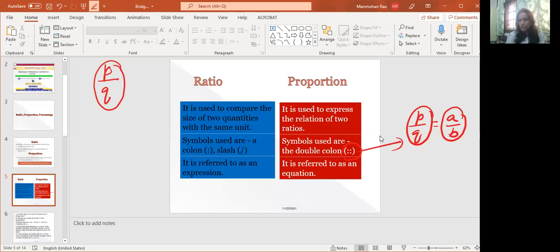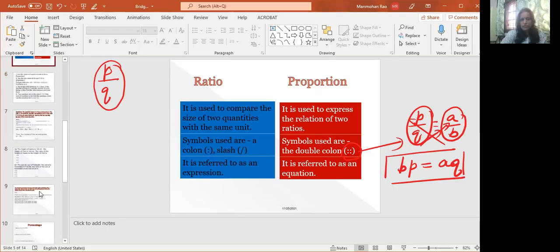So the rule of cross multiplication says, whenever P by Q is equal to A by B, whenever you are given a proportion or whenever two ratios are same, then P into B is equal to A into Q. Then we immediately have B into P is equal to A into Q. Okay, A and Q are multiplied, B and P are multiplied, and that is in the left hand side.